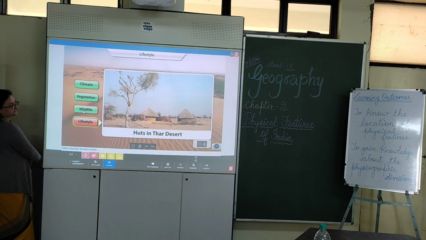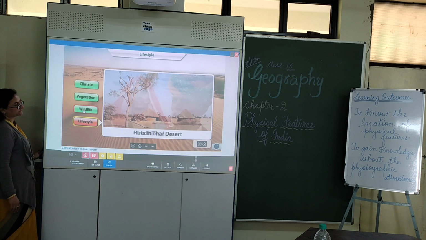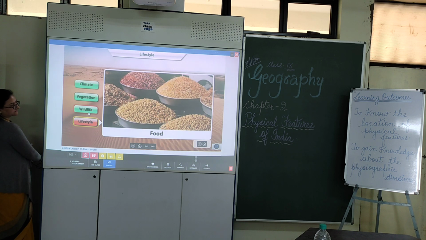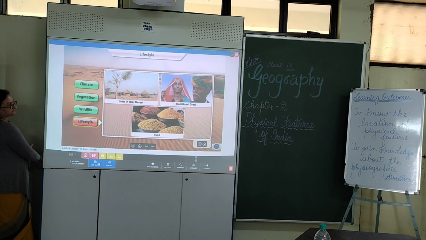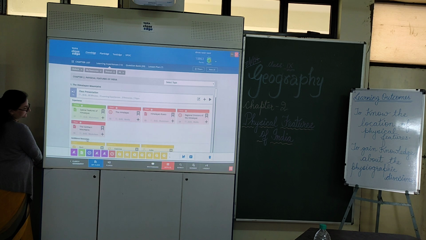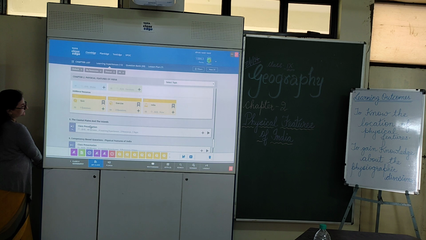People of this region mainly live in huts made of clay and straw to escape the heat. They wear bright, colorful cotton clothes. Their diet mainly consists of dry beans and gums. They have adapted well to the extremely hot and dry climate of the Thar Desert. Okay, I hope this is clear to everyone. The Thar Desert lies in the northwest region of India. It is spread mostly over Rajasthan and some parts of Haryana, Punjab and Gujarat.